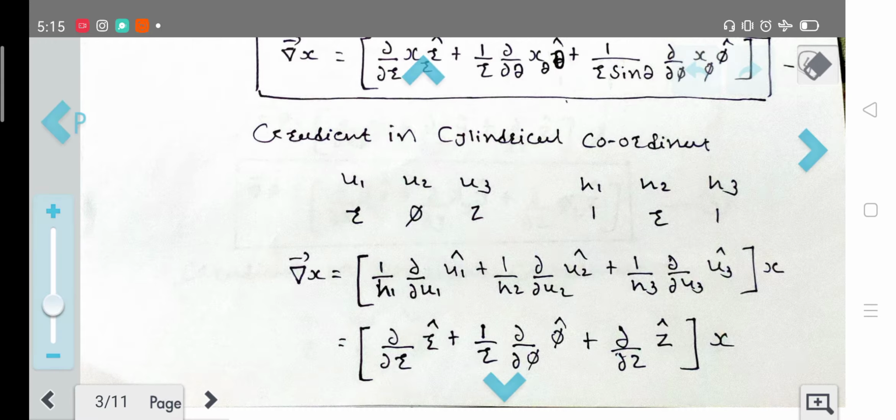So we will get del by del r cap plus 1 upon r del by del phi cap plus del by del z cap, and x will be the scalar quantity.